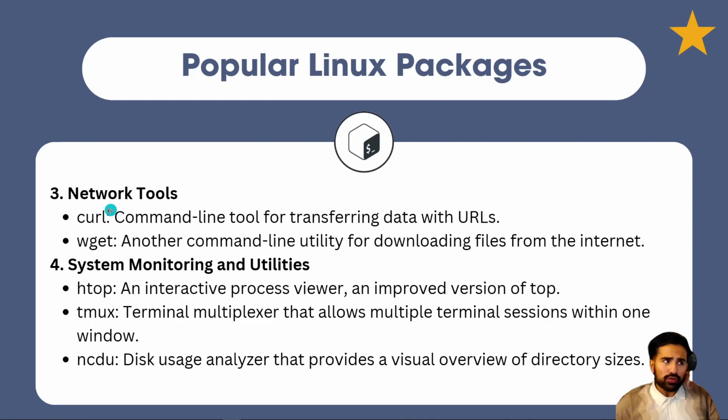Then we have network tools. So the curl command, that's for transferring data from URLs. So instead of downloading a picture by going through Google Images and so forth, you can just run a curl command and copy the URL of the image and it'll download it for you. wget is another one of those utilities for downloading files, very similar to curl.